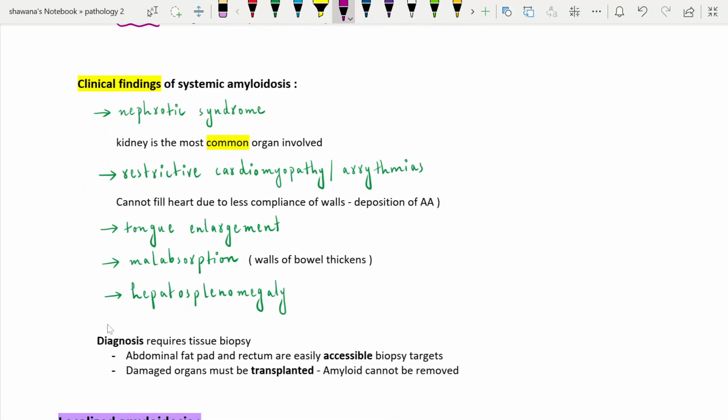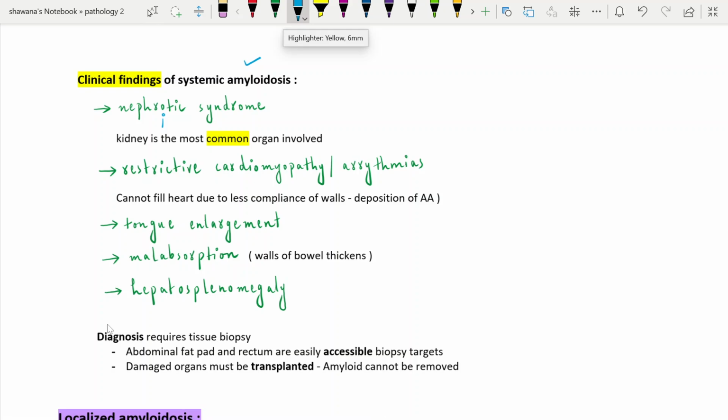What are some clinical findings of systemic amyloidosis? Where we can see systemic amyloidosis, the most important organ involved is the kidney, and when the kidney is affected, we call it nephrotic syndrome. It is different from nephritic syndrome. We will discuss the difference between nephrotic and nephritic syndrome in the renal playlist, but here we should mention that in amyloidosis of the kidney, as systemic amyloidosis, the kidney will show the clinical symptoms of nephrotic syndrome.